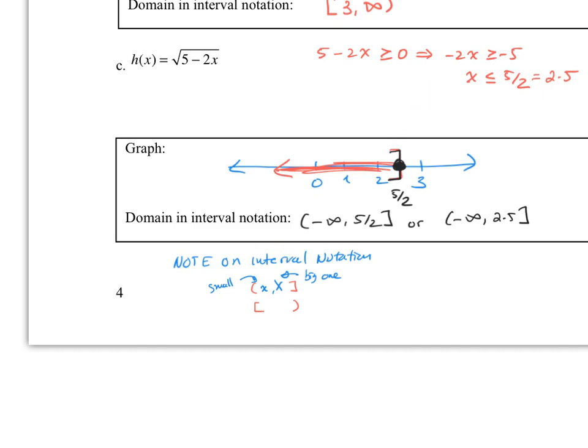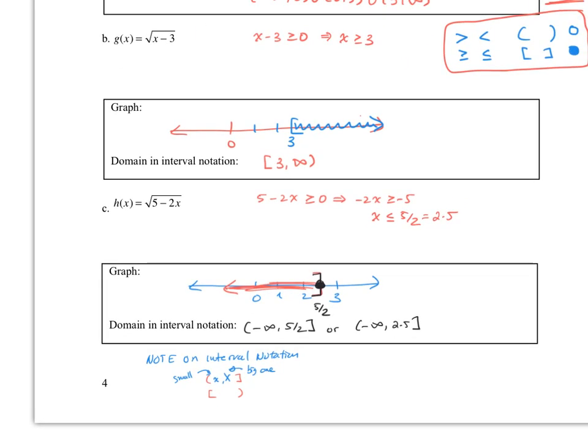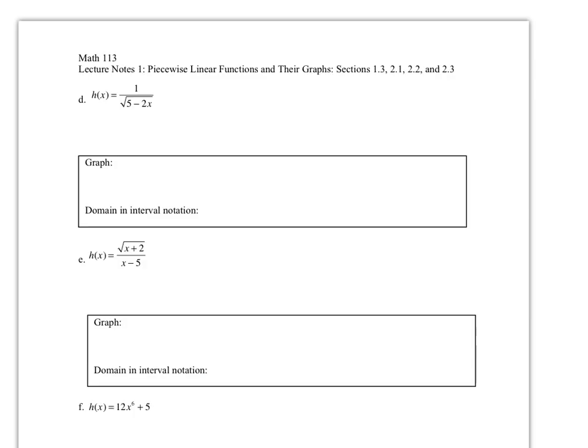While here, this one is going from 3 to infinity, so clearly the biggest value is infinity, so that's why it was second. So the small one goes first always, and the biggest one goes second.